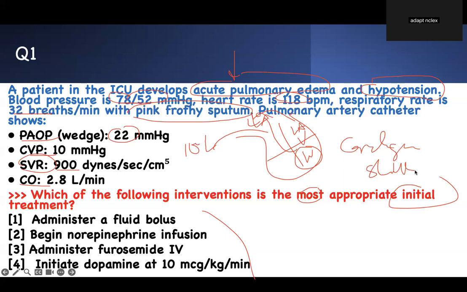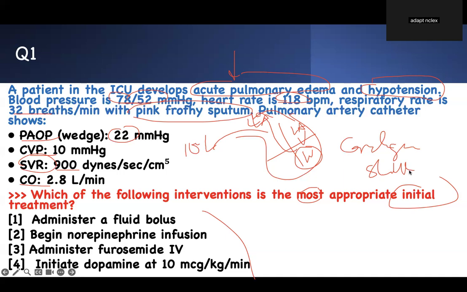Improve cardiac output. Give them inotrope. Give them something that may help. So this is the key way to answer the question, and then you'll be able to answer it in the very, very easy way. I need to improve cardiac outflow. So what are you going to use?